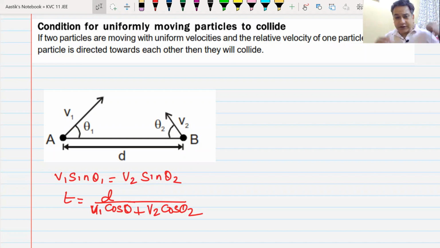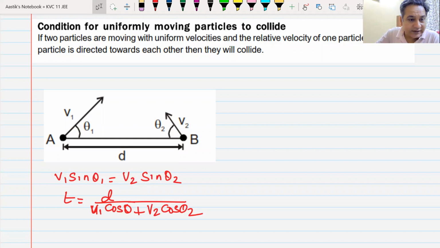Remember that part where we had seen that for two particles to collide, their velocities must be along the line joining the two particles. The relative velocity must be along the line. Now let us move ahead into finding out the relative velocities.